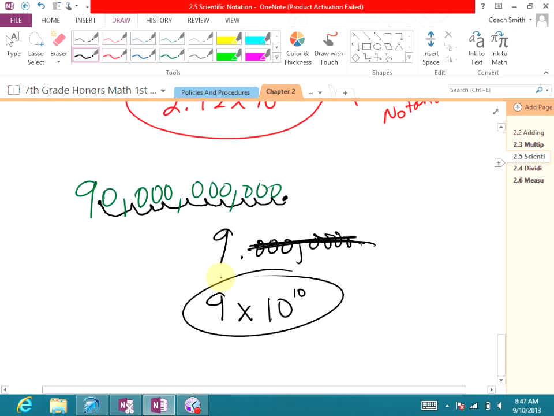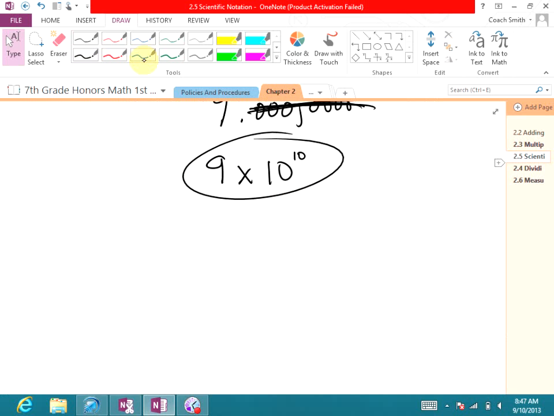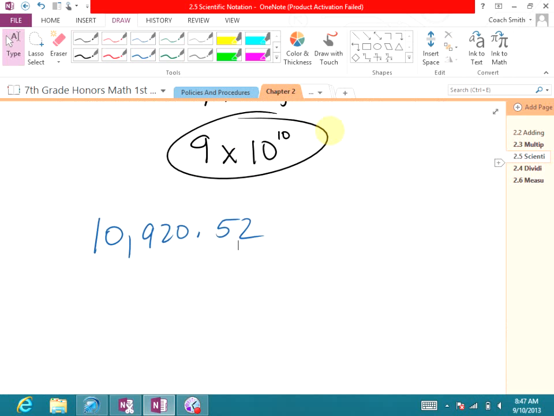All right, let's look at one that has a decimal in it. Let's say I had 10,920.52. Now, this is a pretty weird one because it's not really going to help you much to write it in scientific notation. But I want to show you how you would do it if they told you to write one like this in scientific notation. Process is still the same. There's the decimal, 4 times. So here's where you would have a harder time.